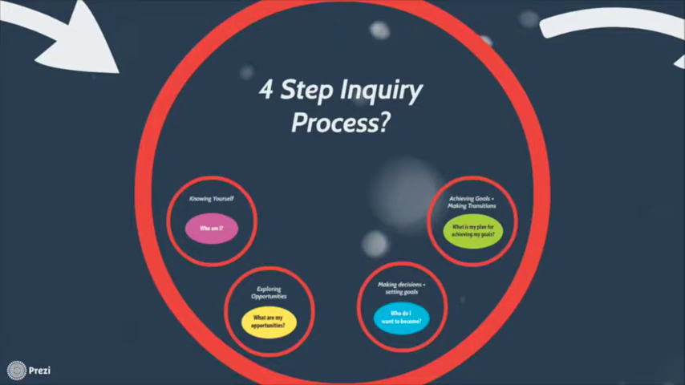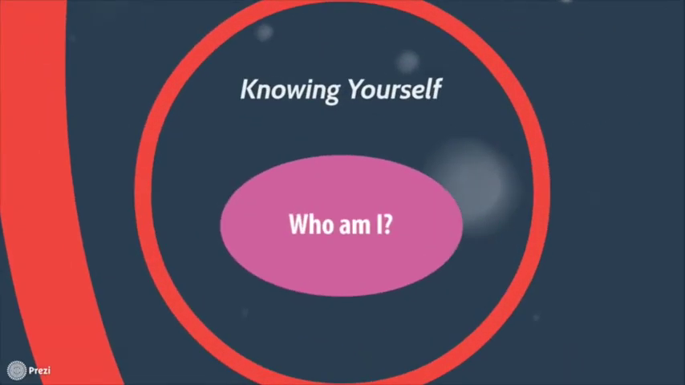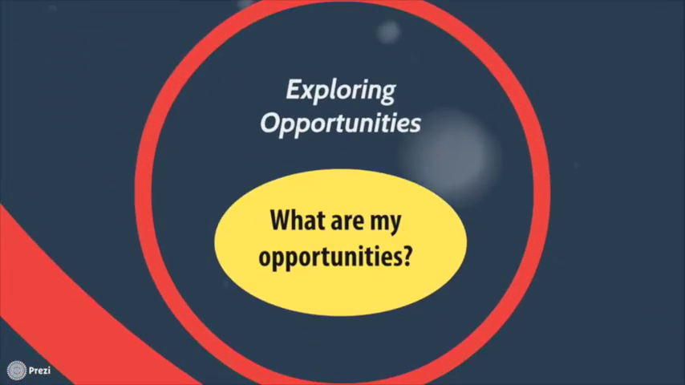Now, for the Individual Pathway Plan, the program framework is a 4-step inquiry process. It's built on 4 questions linked to the 4 areas of learning in education and career life planning. The first is knowing yourself, and the guiding question for this is who am I? And we're really asking students to explore this question. The second area is exploring opportunities, and we want students to take a look at what their opportunities and options are, both within secondary school and within post-secondary education as well.